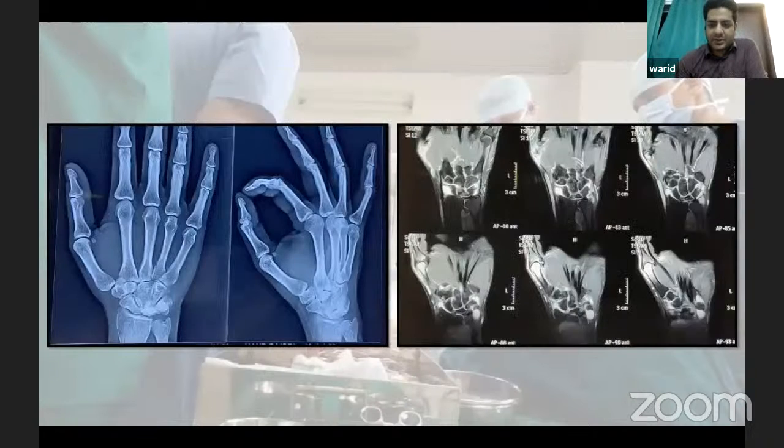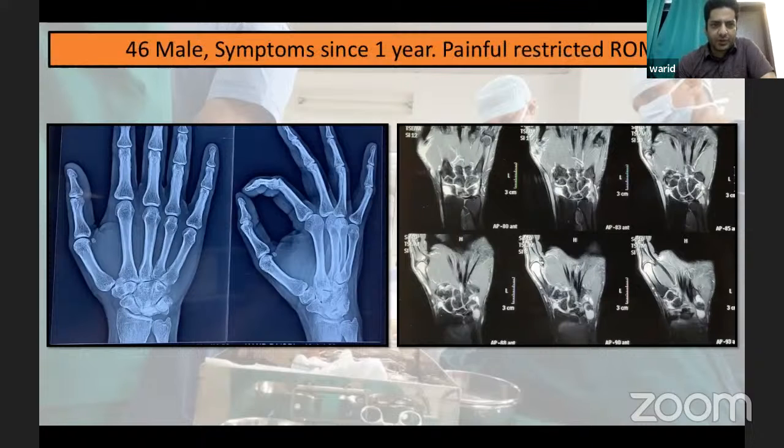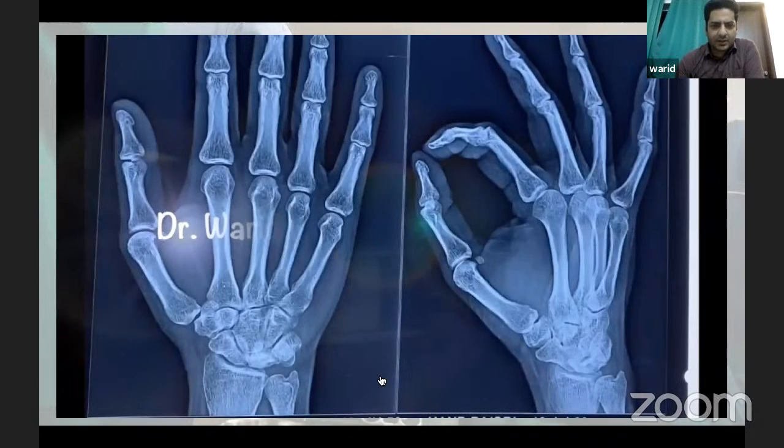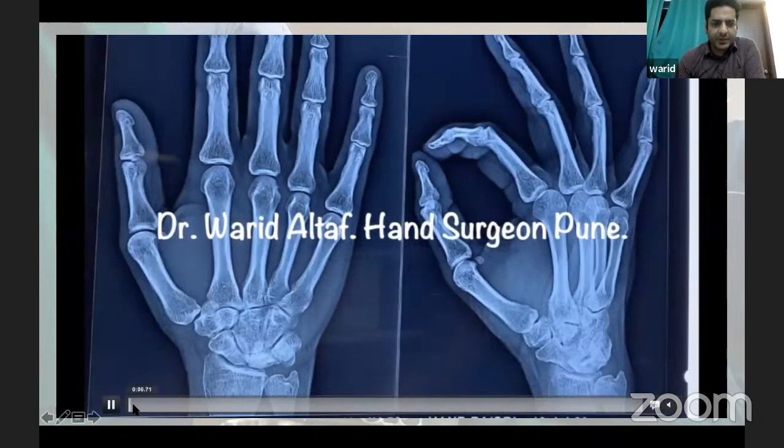Regarding how, I'll try to show one operative video quickly because we have less time. So this particular case is a 46-year-old male, had symptoms since 1 year, and this was stage 3B. So I'll quickly go through this video.